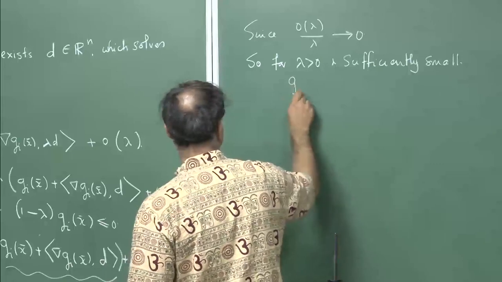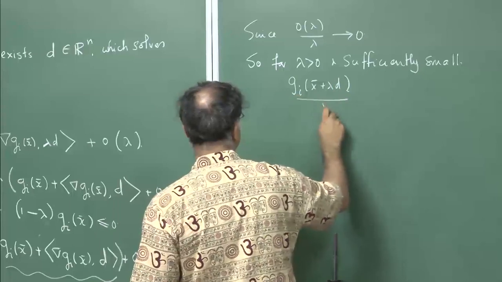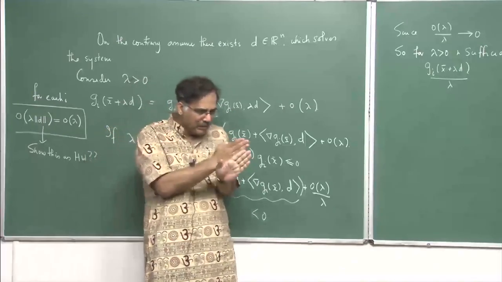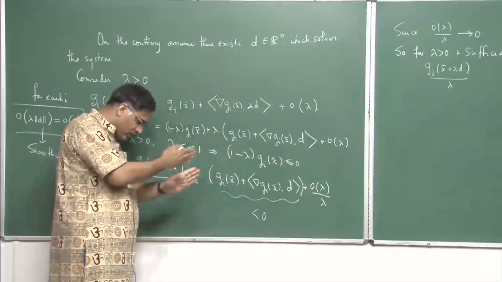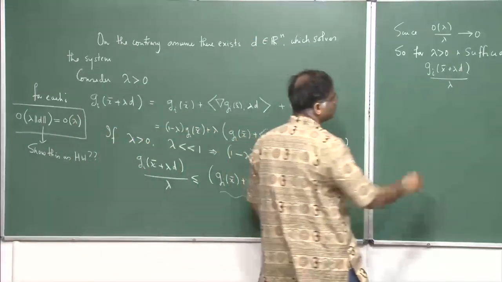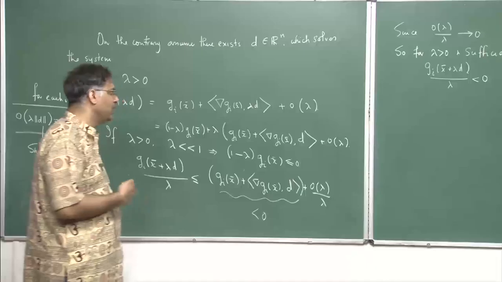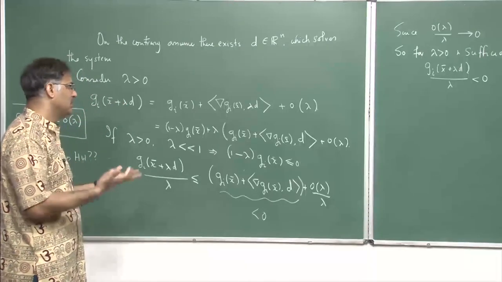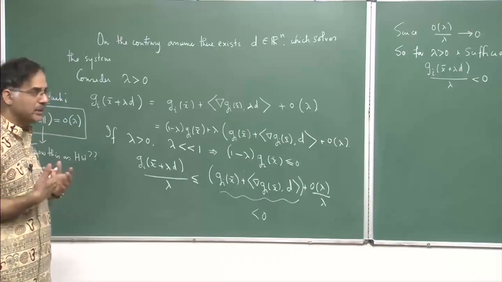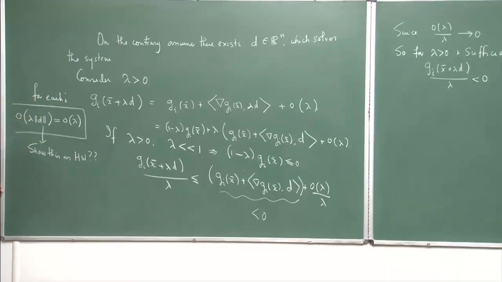you have gi of x bar plus lambda d negative. Now, for every i the lambda choice would be different. So, there will be a threshold of lambda, such that for any lambda below that value, for a particular i, this would be true. For each i there would be such a threshold lambda; choose the minimum one. This is a standard sort of argument that you make in real analysis, and I expect the students to have some idea about real analysis, in the sense that they should be able to make this sort of argument.